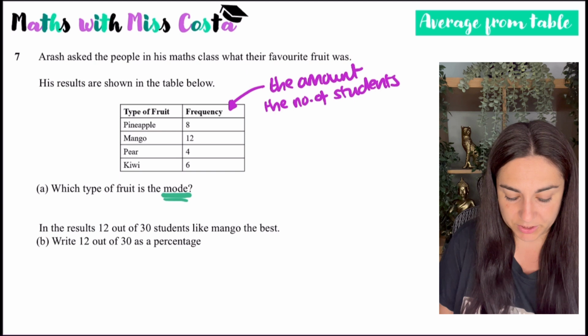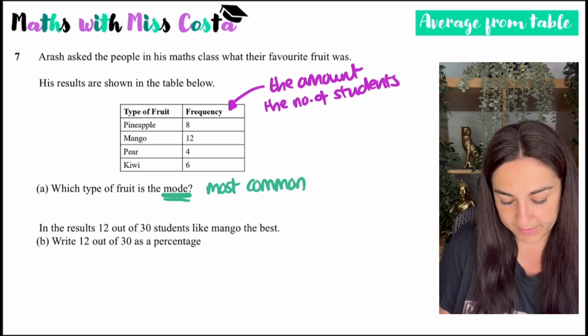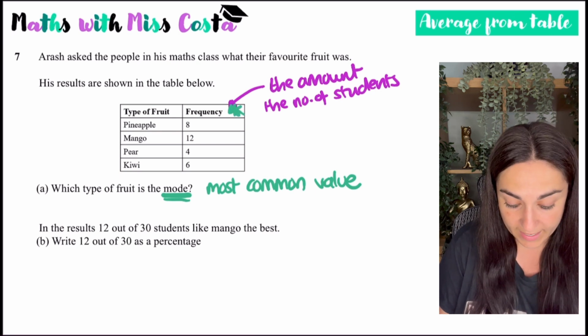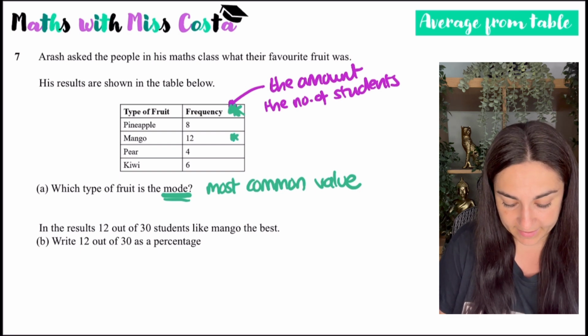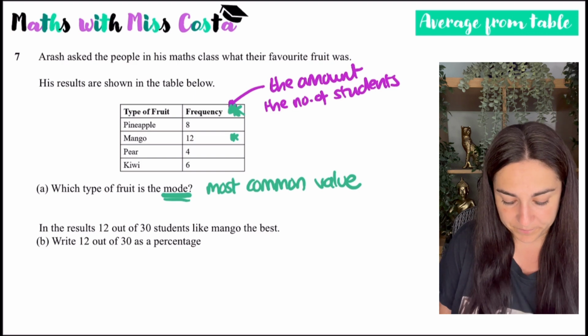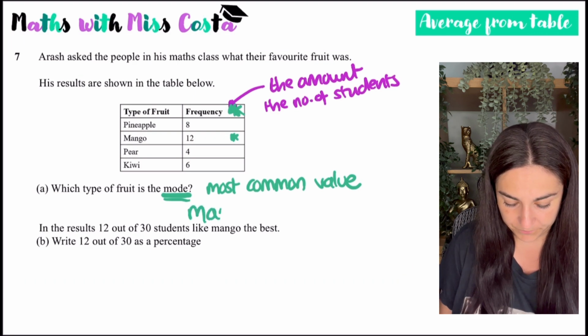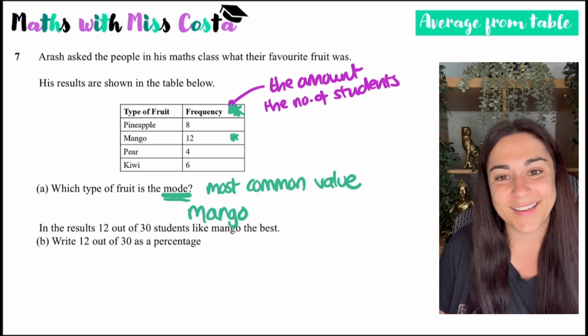And I'm asked which type of fruit is the mode. The mode is the most common value. So to work out what the mode is from a frequency table, we look at the frequency column and we find the highest number here. So 12 is the largest number. So the mode is mango, which is a very tasty fruit.